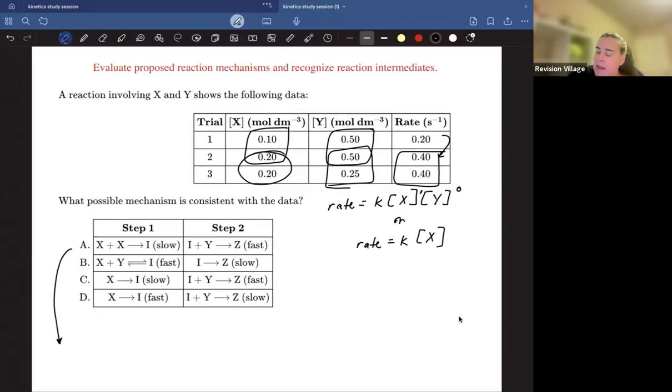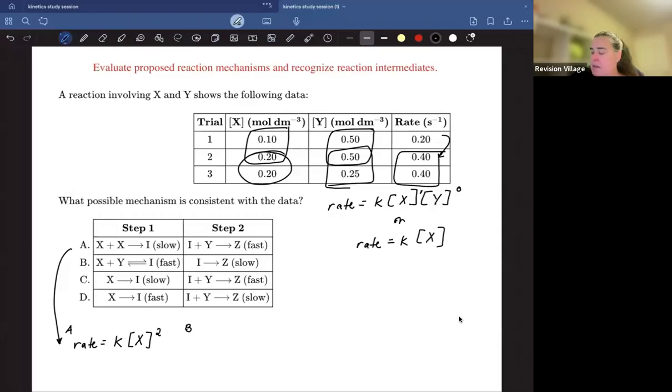So for mechanism A, the rate law would be the rate of the slow step. And for elementary steps like these, so you can see the word step is there, you always know when it's a mechanistic step, we just take the reactants and raise them to their coefficient. So this can't be the right answer because it shows it being second order.